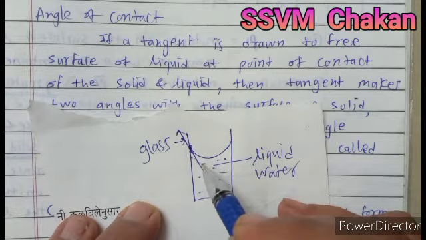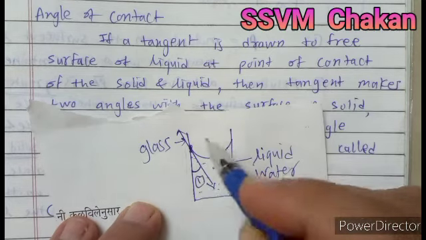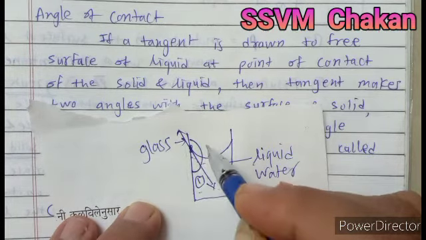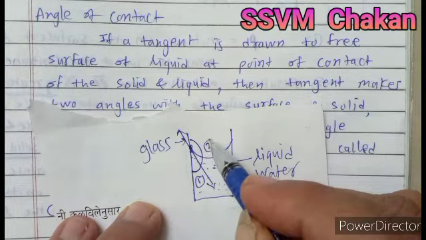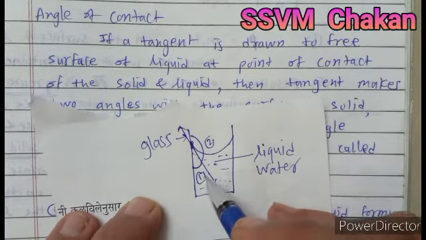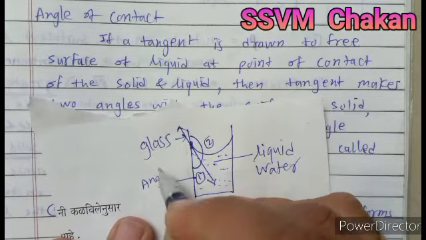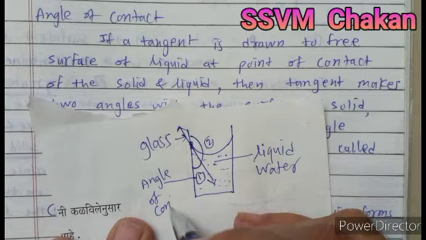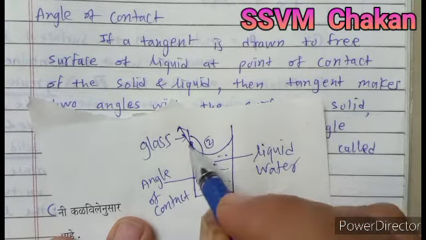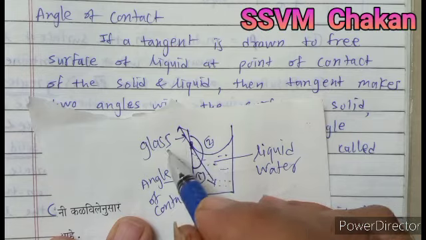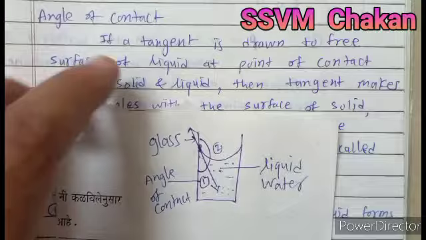This tangent makes two angles. This is one angle which is completely inside the liquid, and this is the second angle which is partly inside the liquid and partly in the air. The angle which is completely inside the liquid is called the angle of contact, made by the tangent drawn at the point of contact between glass and liquid, here the water.